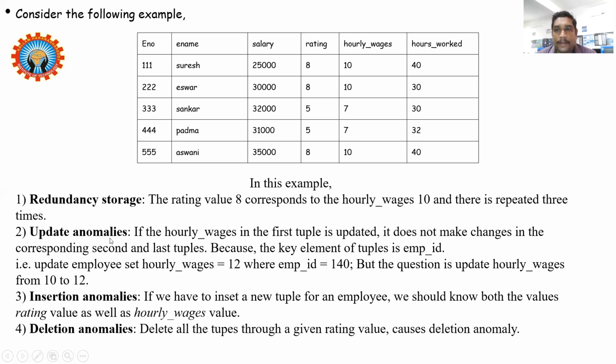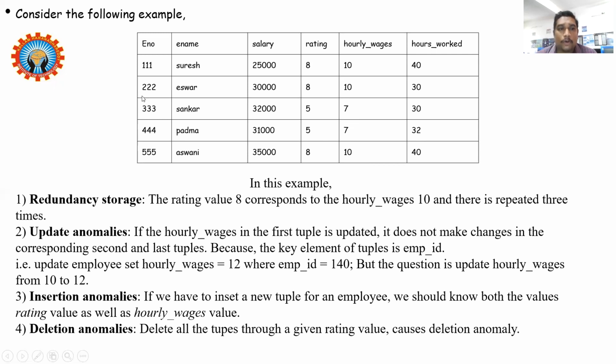Okay, clear. Next, the second one is update anomalies. Update anomalies are one of the problems that occur in a schema. If I want to update, see here, these are interlinked with each other. That is, rating 8 means hourly wages also 10. Similarly, 8 means 10, 5 means 7. So these are treated as dependent attributes. We already discussed previously that a functionally dependent attribute is one attribute that depends on another attribute.